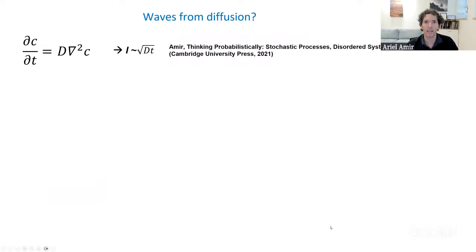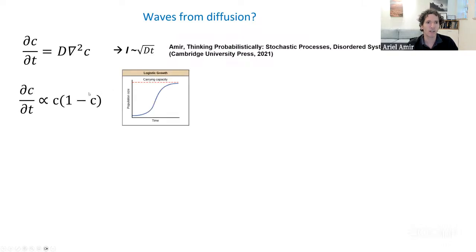Okay, so if you haven't seen this before, it might come to you as a surprise that you can get waves from diffusion, but in fact, this is a long story with a rich history. If we take the diffusion equation, we all know how to solve it. We get this scaling that I mentioned several times. Another famous and simple equation is the equation of logistic growth. If dc/dt goes as c times (1 minus c), I will get initially exponential growth, and then it would saturate to a constant, in this case, 1.